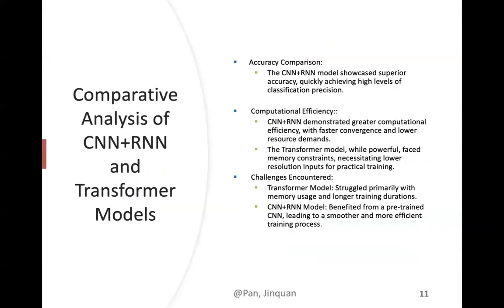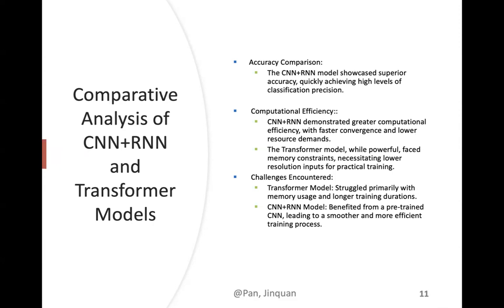So let's do a comparative analysis based on these two models. As we see in the two graphs, the accuracy and the loss based on the epochs, we could clearly say that the combination of convolutional neural network and recurrent neural network model outperforms the transformer model in terms of accuracy, achieving a high level of classification accuracy more rapidly. In terms of computational efficiency, the combination of CNN and RNN model was more computationally efficient, converging faster and requiring fewer resources compared to the transformer model, which struggled with memory constraints and required a lower resolution for feasibility.